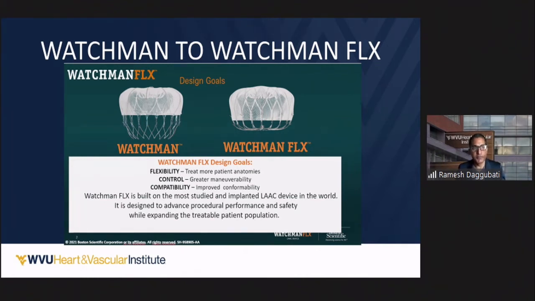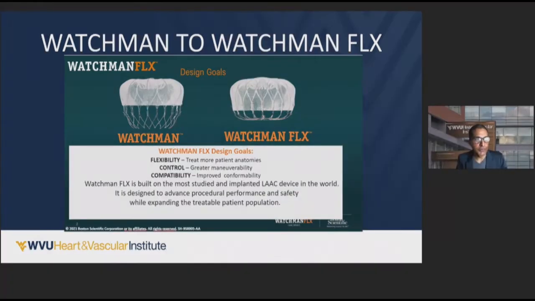It has much better flexibility, control, and compatibility. As you mentioned, we do not have to go too deep into the left atrial appendage. We just start almost at the ostium of the left atrial appendage, and then gradually advance it after forming a ball with the WATCHMAN Flex device, which is much more forgiving in terms of complications.